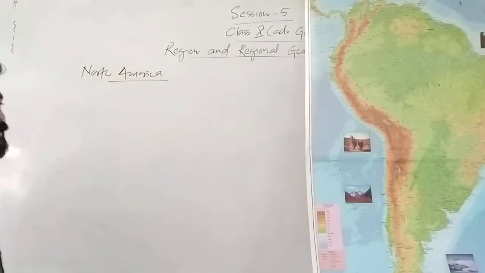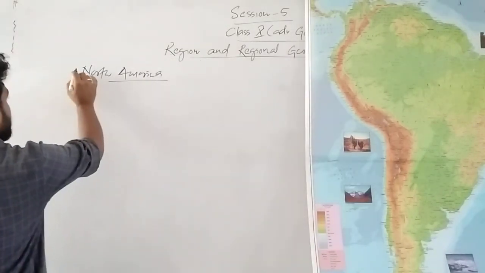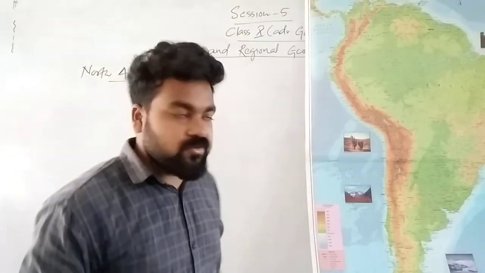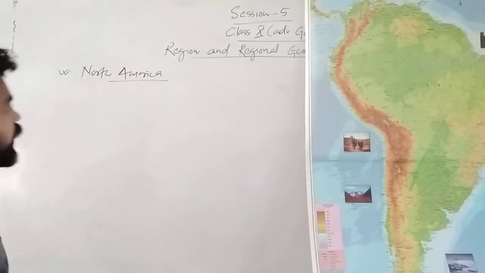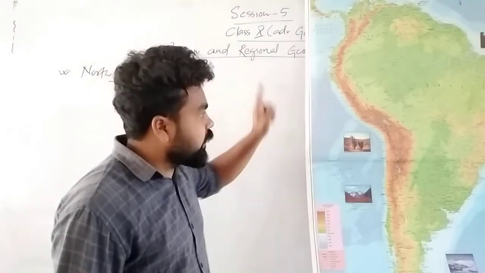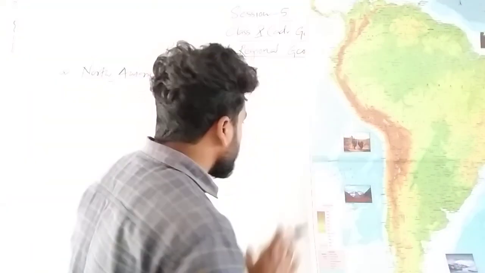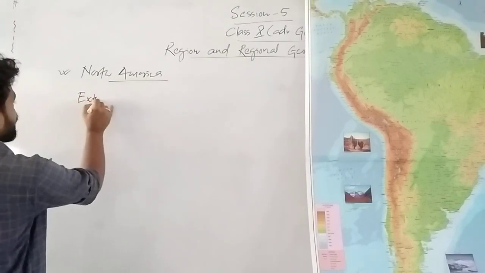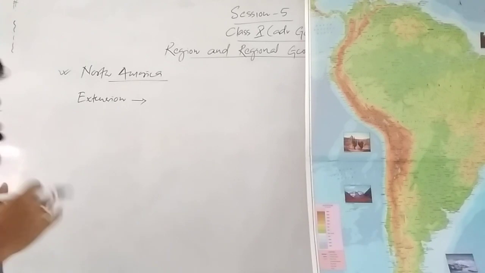How many continents are there? There are 7 continents. Number 1 is Asia. Number 2, North America, South America, Australia, Oceania, and Antarctica. So today we will discuss North America. First, North America is triangular in shape, a reverse triangle. So we'll first study the extension, which means the north-south extent.